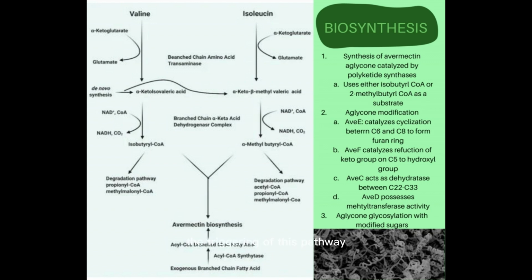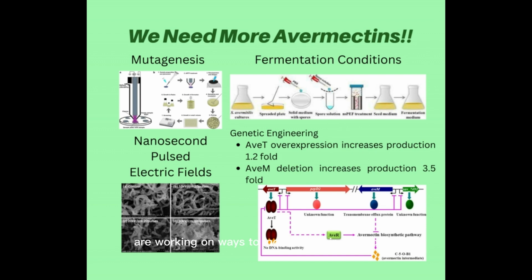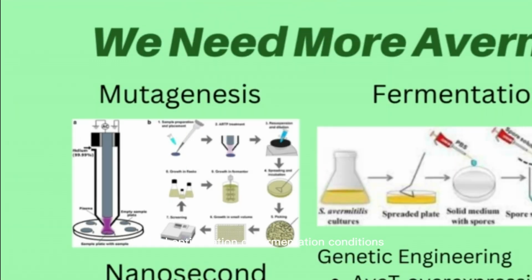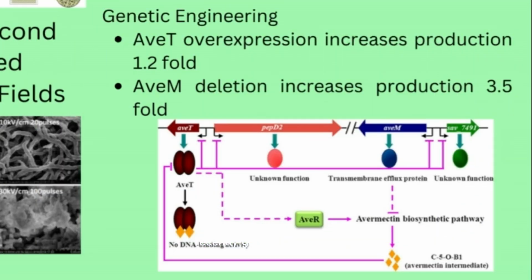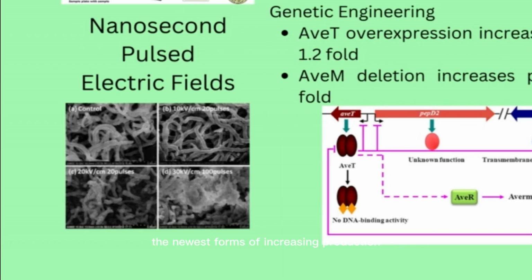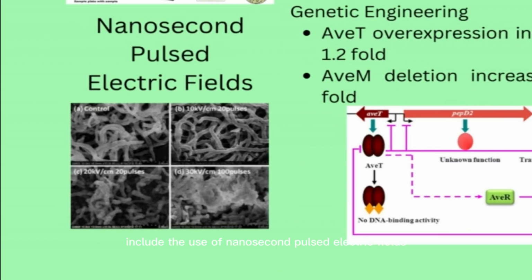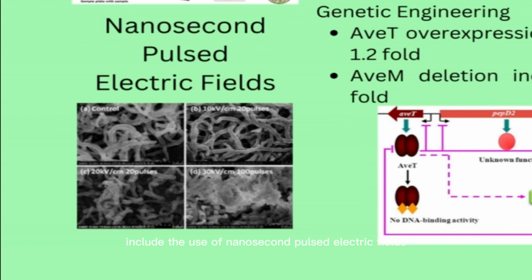The triggering of this pathway is not completely understood, but scientists are working on ways to increase their production. These methods include utilization of mutagens and optimization of fermentation conditions. Recently, genetic engineers have tried their hand at increasing production, finding that AvT gene overexpression increases production 1.2-fold, and deletion of AvM genes increases production 3.5-fold. The newest forms of increasing production include the use of nanosecond pulsed electric fields.